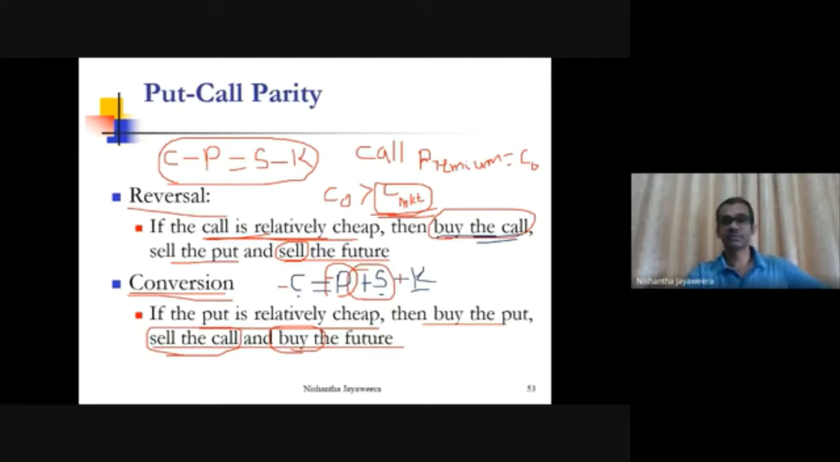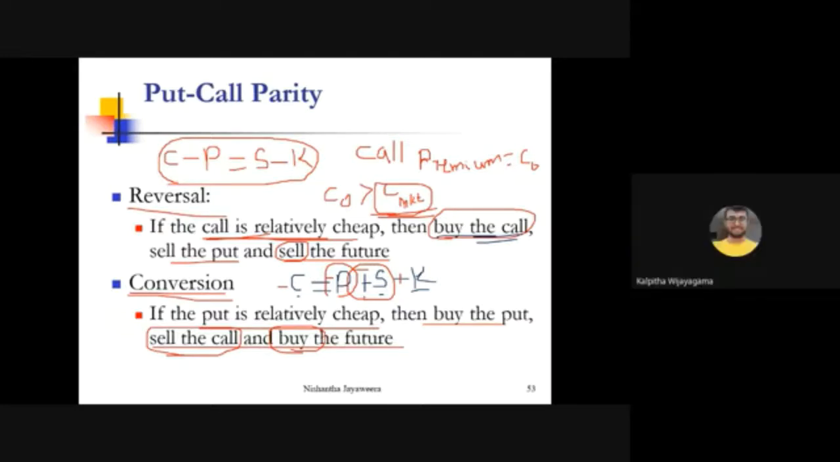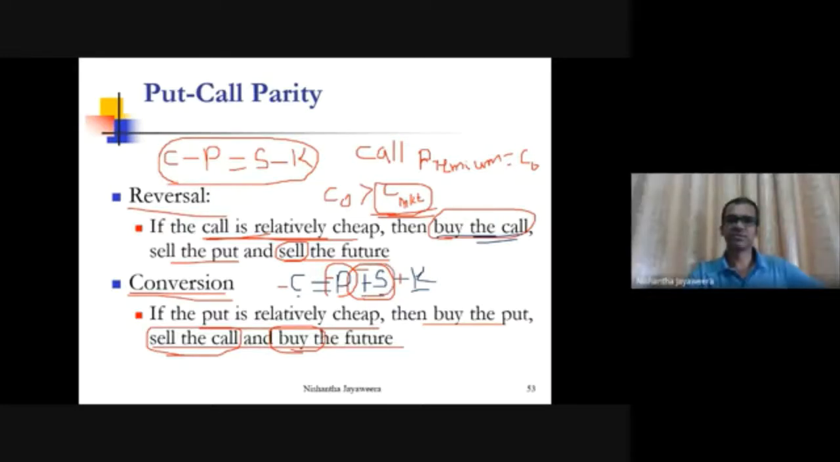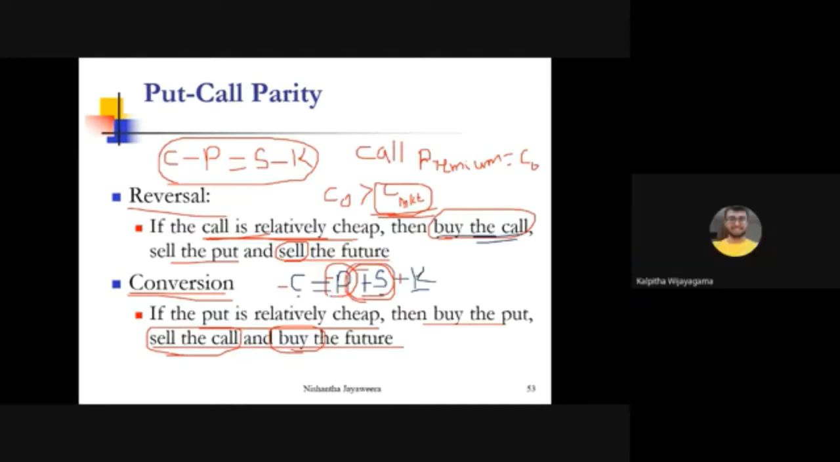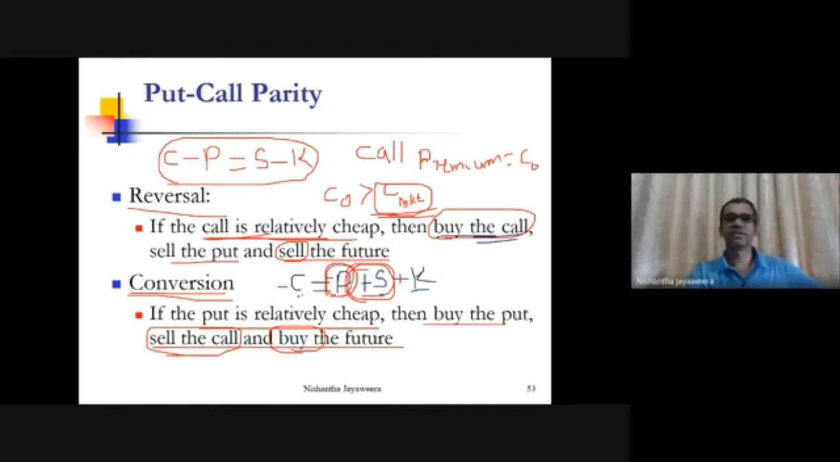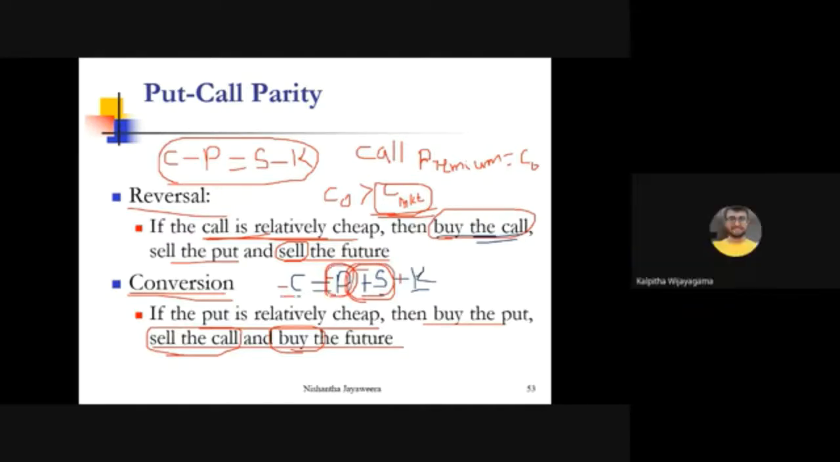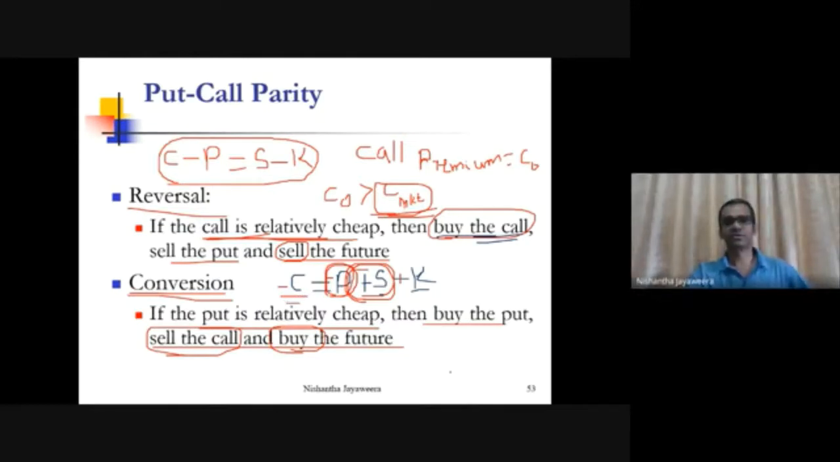Sorry, earlier when I explained, I put the K as the future. The underlying asset here is the future because we do it on the futures. It's an option on the future. So the underlying asset is the future. Therefore, we sell the future and we sell the put option. Then it creates a synthetic short position in a call option.